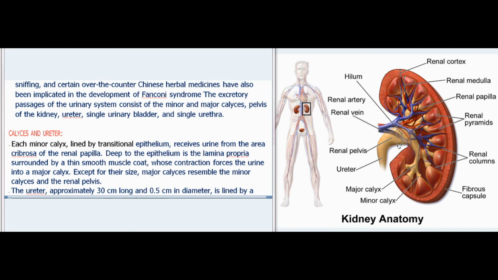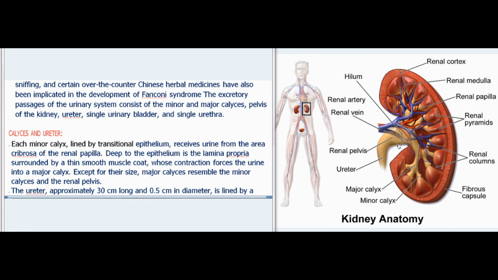The excretory passages of the urinary system consist of the minor and major calyces, pelvis of the kidney, ureter, single urinary bladder, and single urethra. Calyces and ureter. Each minor calyx, lined by transitional epithelium, receives urine from the area cribrosa of the renal papilla. Deep to the epithelium is the lamina propria surrounded by a thin smooth muscle coat, whose contraction forces the urine into a major calyx. Except for their size, major calyces resemble the minor calyces and the renal pelvis.